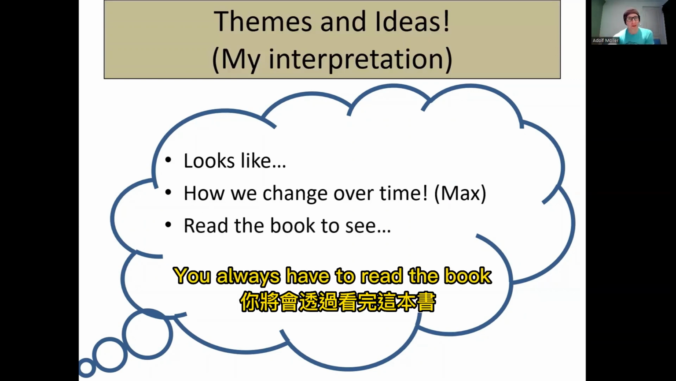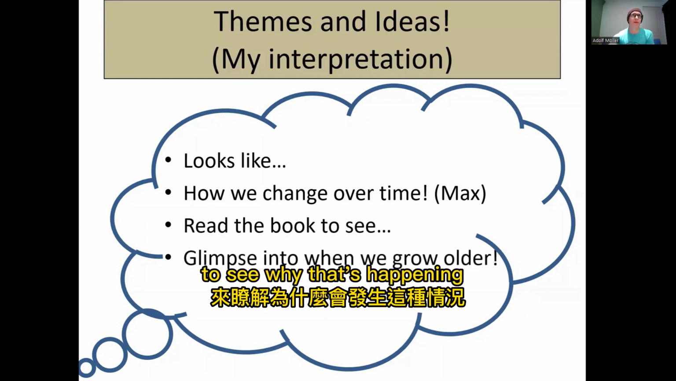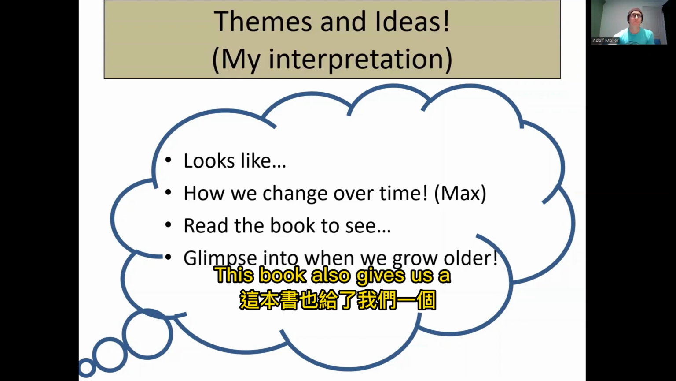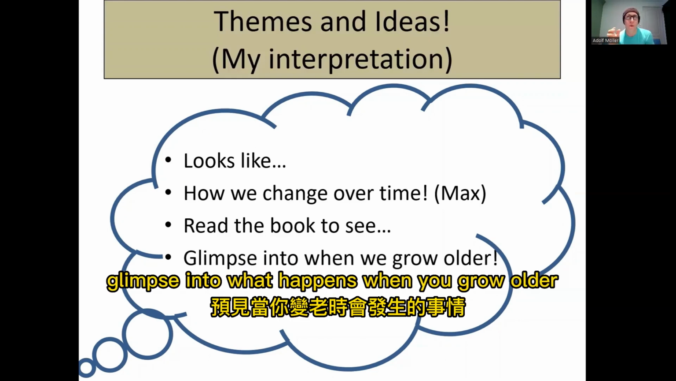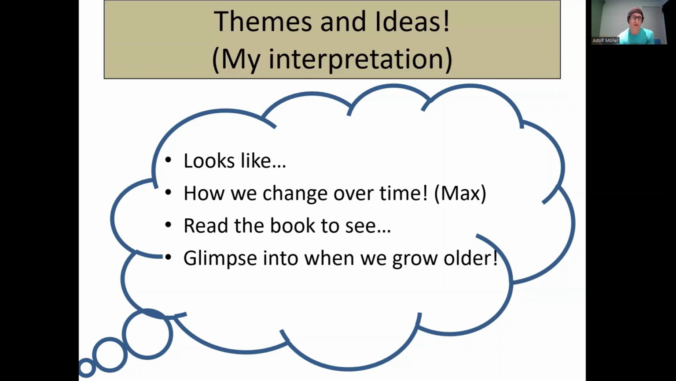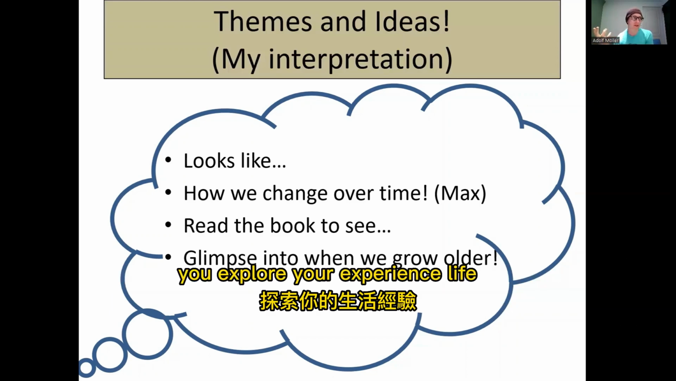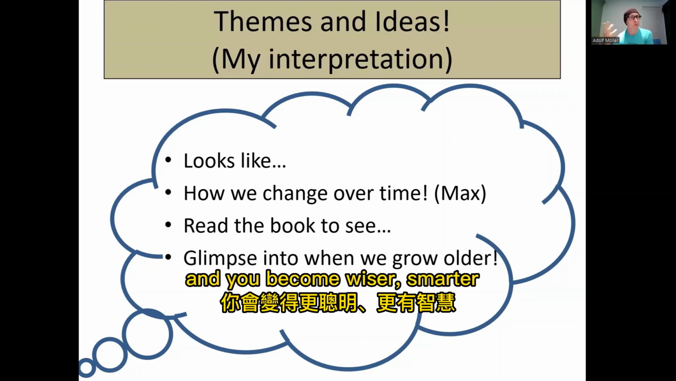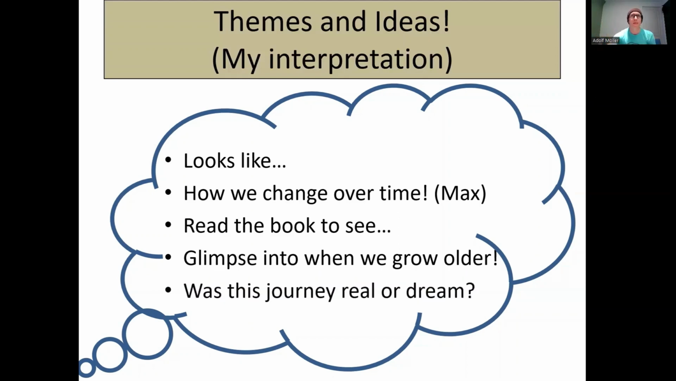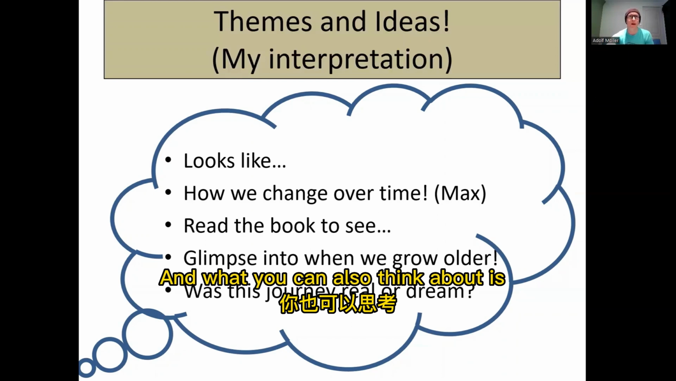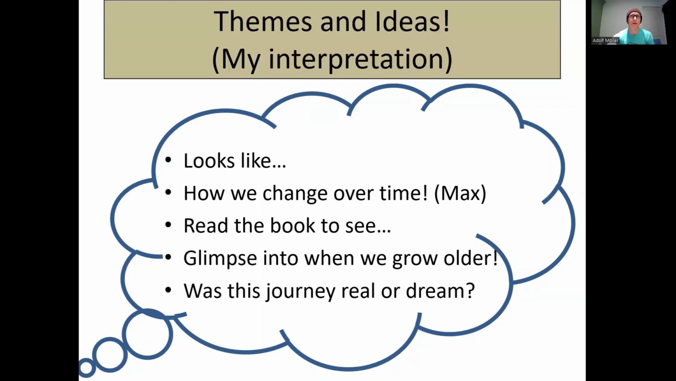And you obviously have to read the book to see why that's happening. This book also gives us a glimpse into what happens when you grow older. Because as you grow older, you learn new things, you explore, you experience life, and you become wiser, smarter. And what you can also think about is, was this journey real that Max went on? Was it a dream?